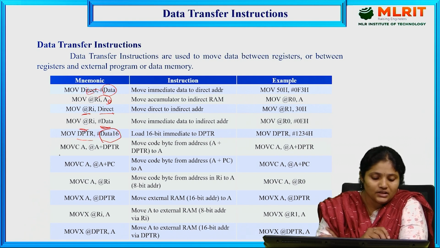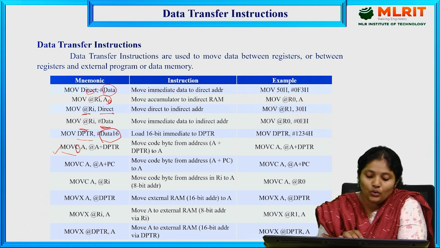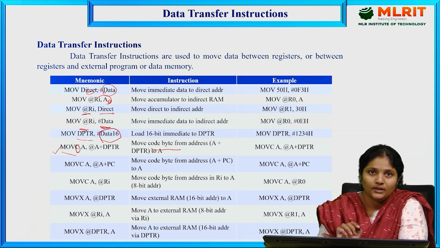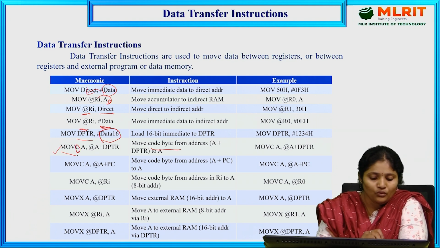Coming to the next one, before this instruction we've been using move instructions like MOV. But here in this particular instruction we've been using MOVC. So why this C? C represents the code byte. So here we are writing the instruction itself in the code. So here MOVC using this one.